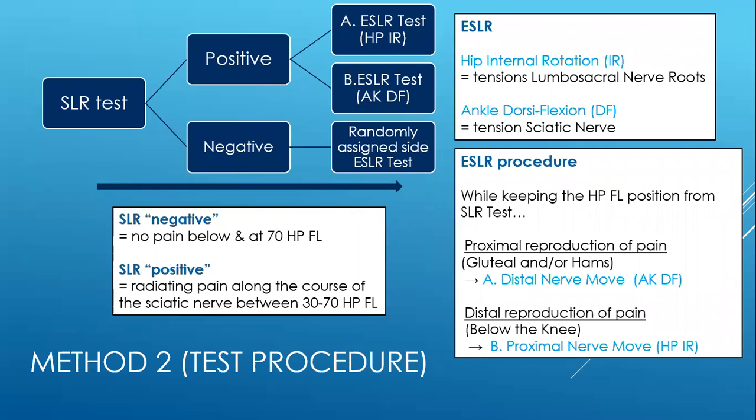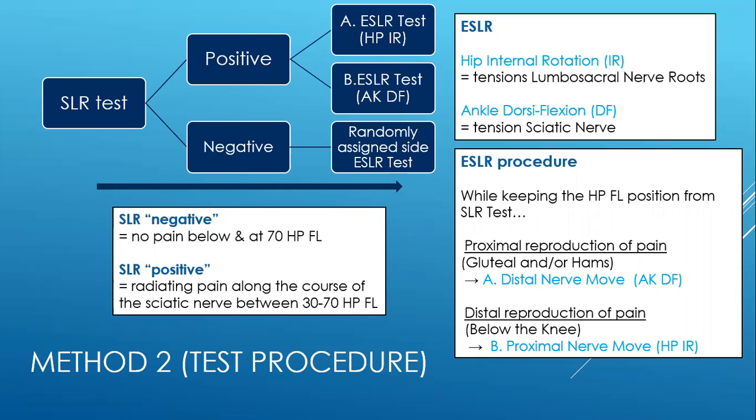As a test procedure, first they performed the single leg raise test, and if the test result was positive, they conducted the ESLR test both with hip internal rotation and ankle dorsiflexion. And if the test result was negative, they also did the ESLR test, but on a randomly assigned limb.